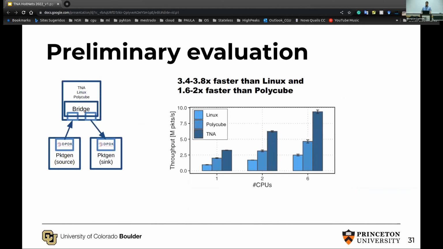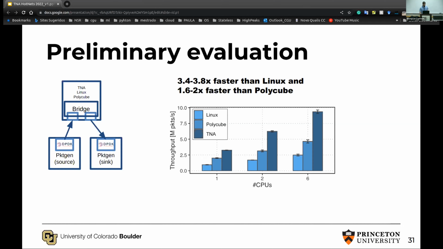Now we show TNA's preliminary evaluation. Our first use case is to accelerate Linux Bridge. In this evaluation, we compare TNA with Polycube, which is a state-of-the-art network function framework that also uses eBPF and XDP.